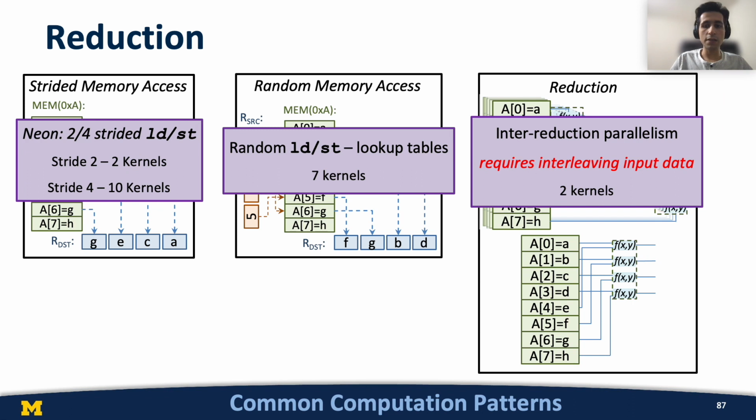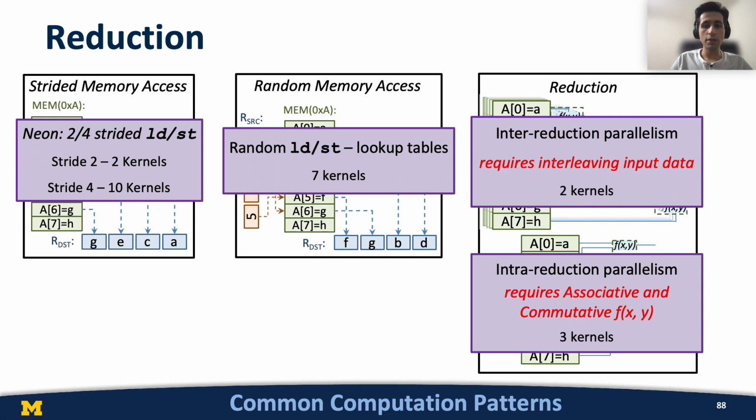Alternatively, 3 kernels exploit the parallelism inside the reduction operation. On the other hand, intra-reduction parallelism requires an associative and commutative reduction function.